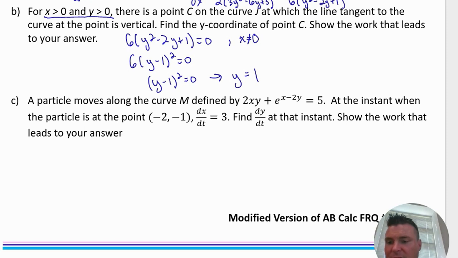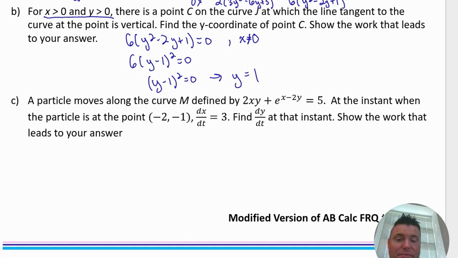For this last part of this prompt in these notes, we have a particle that moves along a curve M defined by 2xy plus e to the x minus 2y equals 5. At that instant, the particle is at the point (-2, -1). dx/dt is 3. Find dy/dt at that instant, show the work that leads to your answer.